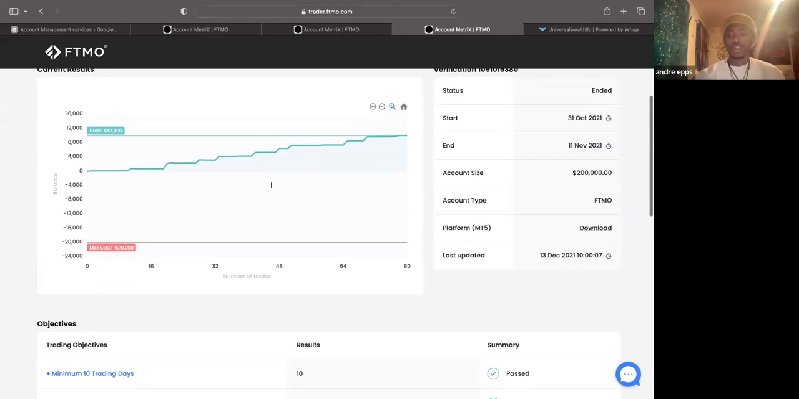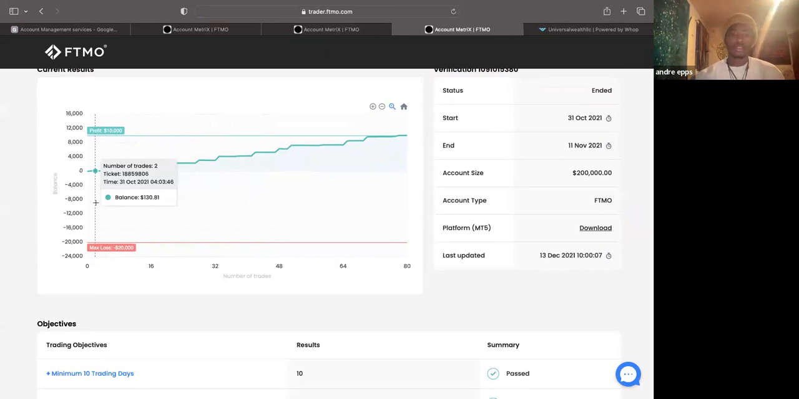Okay. So over here, we have an evaluation account. Now, the reason why I'm showing you guys this is because it's the same thing, truthfully, regardless if it's an evaluation phase or a live funded where people were able to make withdrawals. This one was from October 31st, 2021 to November 2021. So it was a little less than a month that it took to pass the challenge.